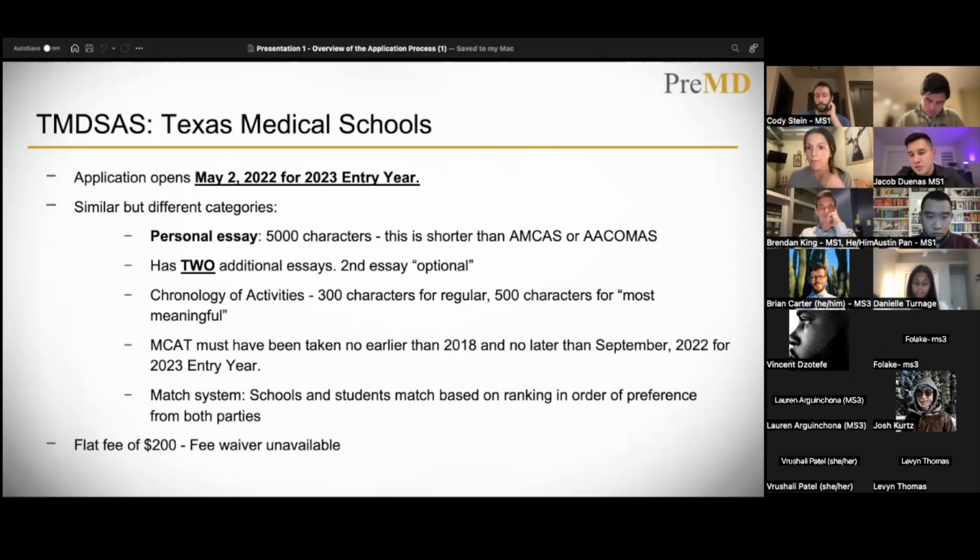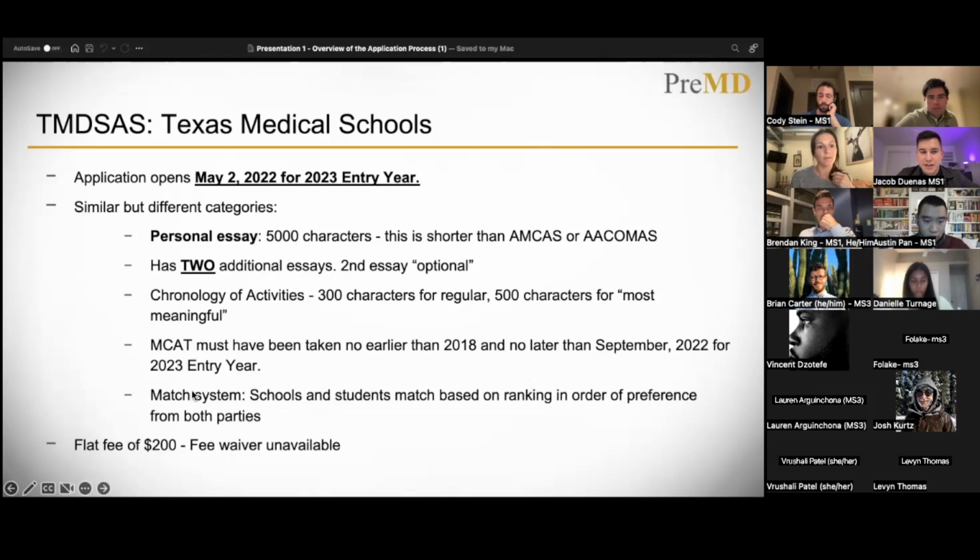There's going to be a lot of crossover in this application. If you apply to DO, MD, and Texas, you can definitely use a template or the bones of a personal statement, but you will need to do some editing to get it down to that character limit. There are 2 additional essays for this application. And these are just some more details about the MCAT and the activities, as far as the character length and things like that.